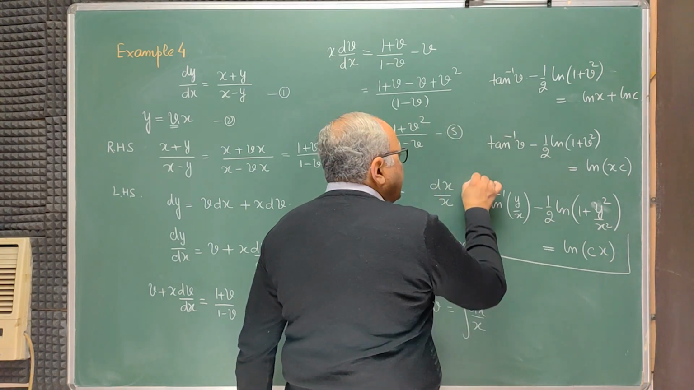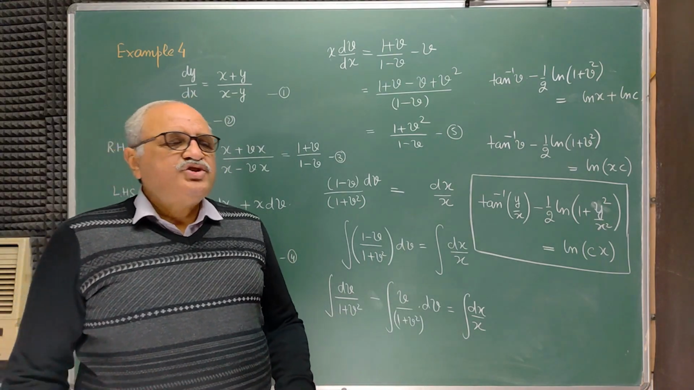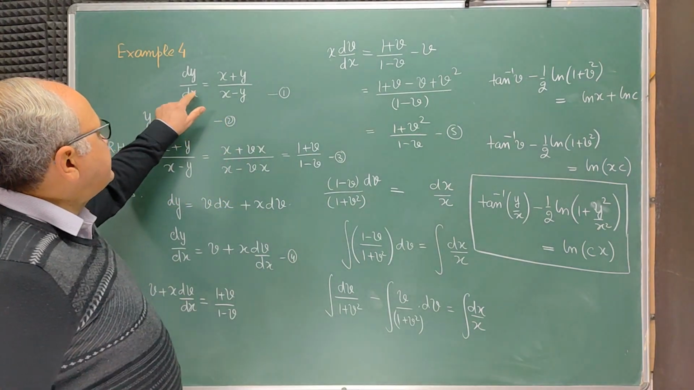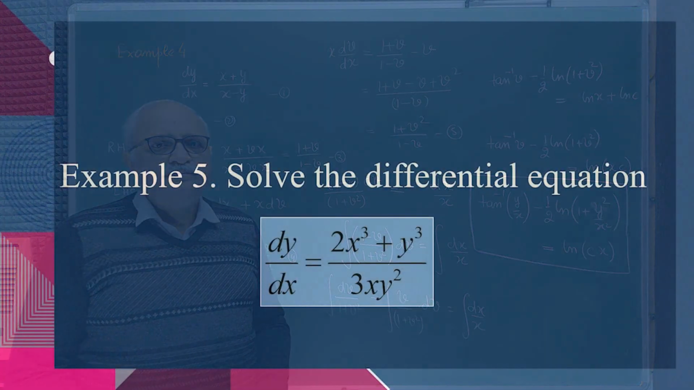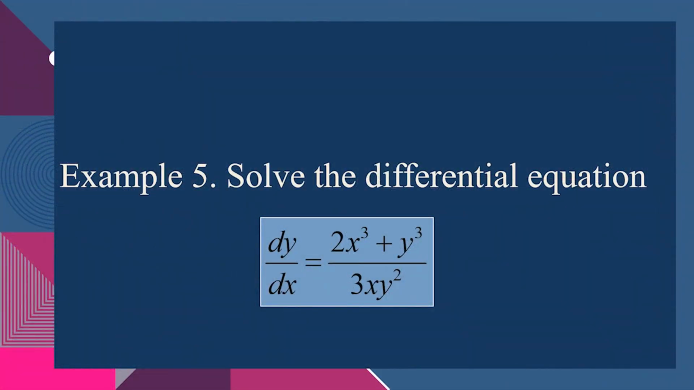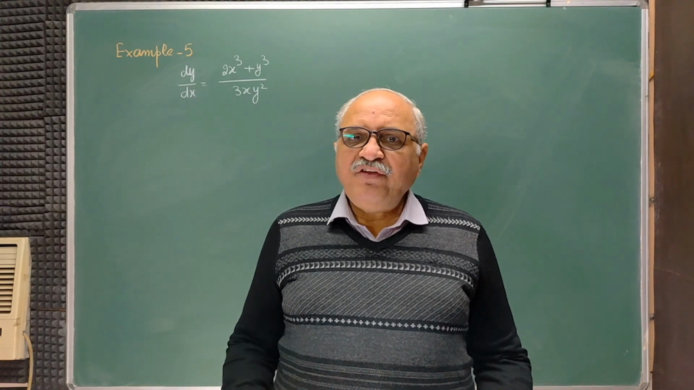So this is the solution of the differential equation with which we started, that is dy by dx equals x plus y and x minus. So let's take the fifth example.